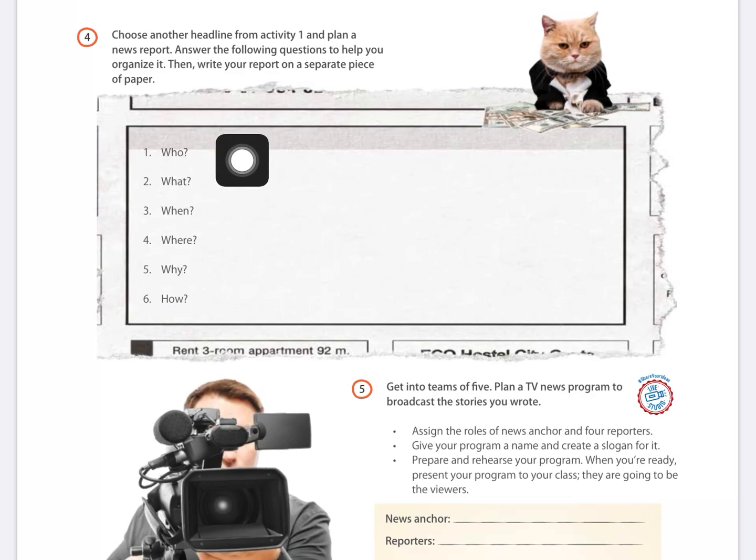Of the new headline that you chose, you're going to describe who, what, when, where, why, and how. Try to create the news. Try to create the report. And you are going to tell me who, the people or the person, the protagonist, what happened, when, the time, where, the place, why, the reasons, how, the way, the manners, okay?